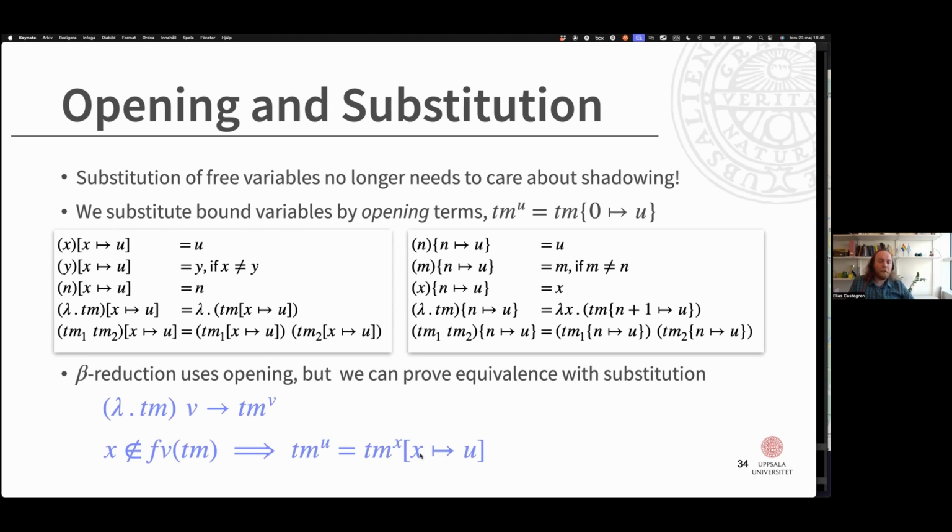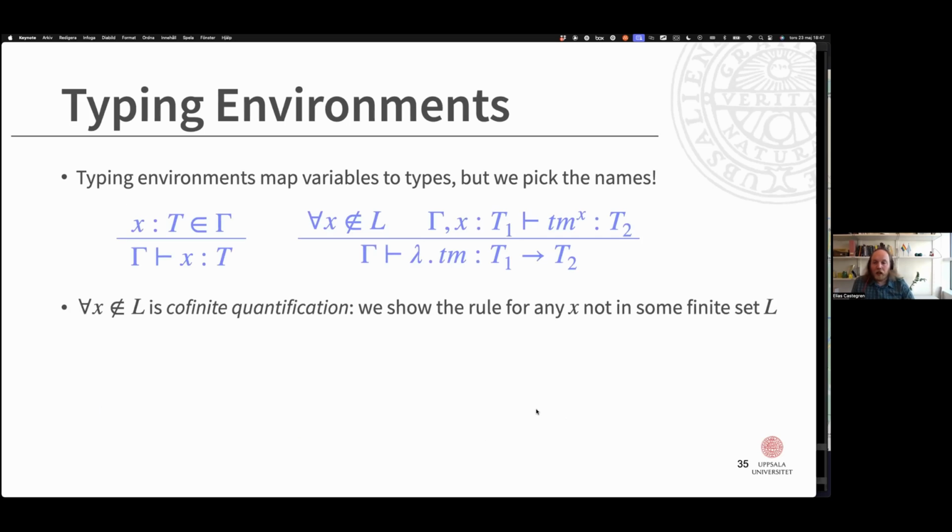This might look like a more complicated term, but actually substituting a variable, or opening a term with a variable, is simpler because a variable is a very simple term, and substitution is simple because we have the simple substitution. The typing environments are now back to being maps from variables to types. But a very interesting thing happens, which is here.